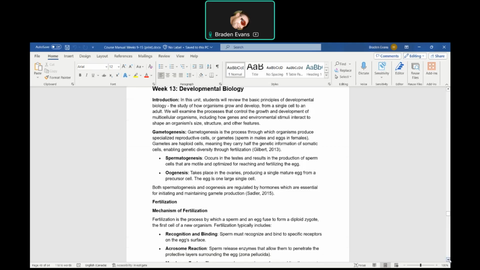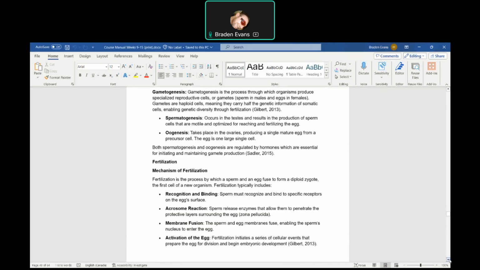So gametogenesis. If you recall, I said gametes. That's another word for haploid cells. It's another word for sperm and eggs, right? So these are those cells with half the genetic material that fuse during reproduction, okay? So gametogenesis, that is the development, right? The formation of the different gametes.